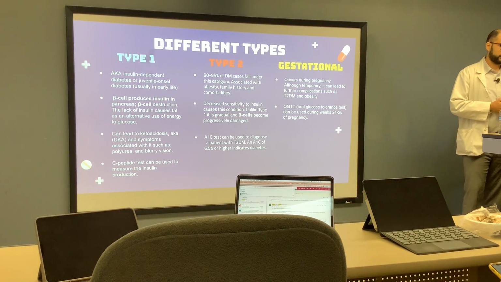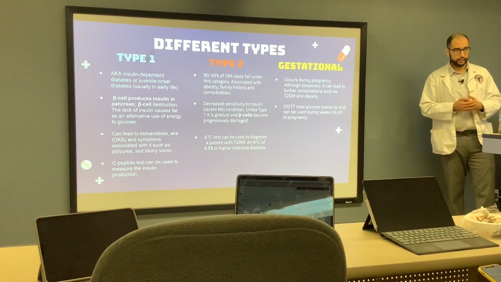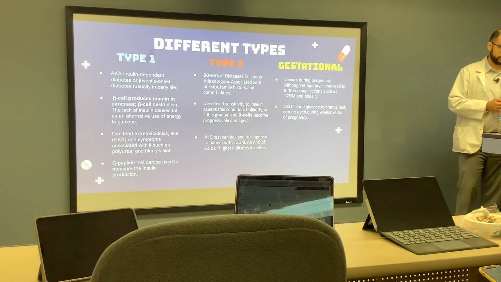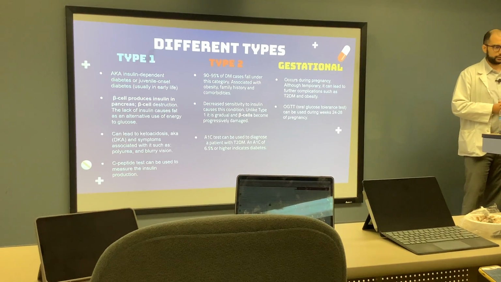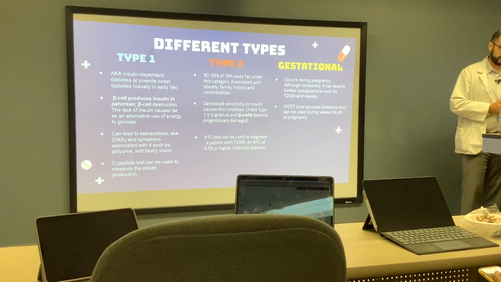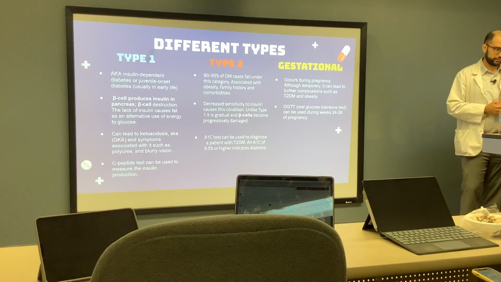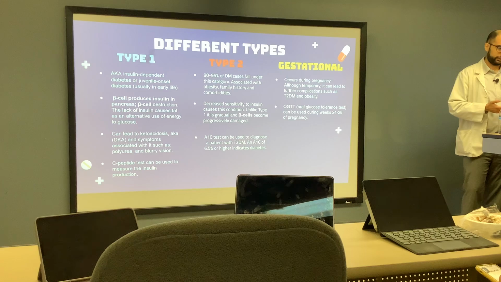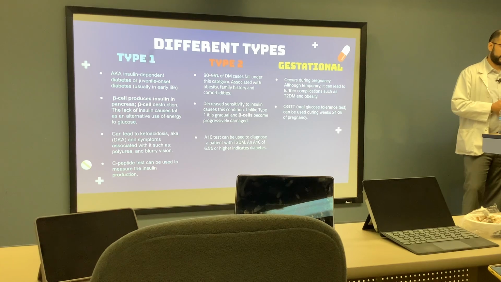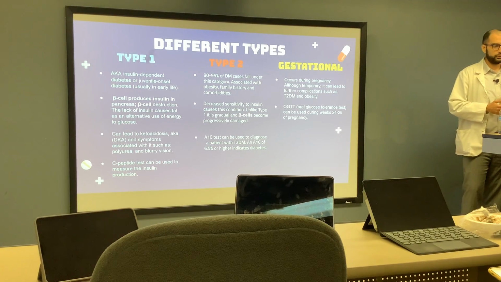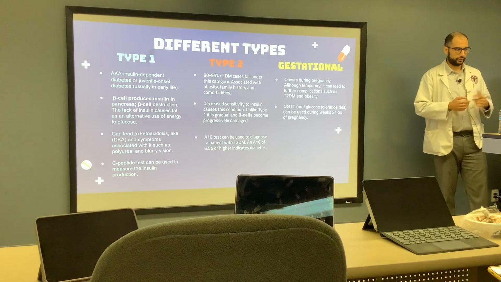There is a test you can use called the C-peptide test that can measure your insulin production. And the way you can see if someone has type 1 diabetes is to check the baseline glucose level. Then you have type 2 diabetes, which accounts for 90 to 95% of all diabetes mellitus cases, and it's associated with obesity, family history, and other comorbidities. What's happening in that case is that there's decreased sensitivity to insulin, and unlike type 1, it is gradual, so your B cells actually become progressively damaged.